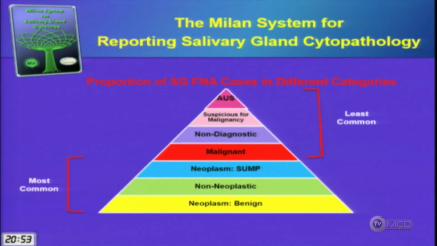The non-diagnostic category really depends on the institution and the site. If you have a larger nodule and it's in the parotid gland, the non-diagnostic category is probably not going to be used much. But if you're dealing with a smaller nodule, such as in the submandibular gland, and you're not using radiologic guidance, then you may have a much higher non-diagnostic rate. Suspicious for malignancy and AUS tend to be less frequently used.